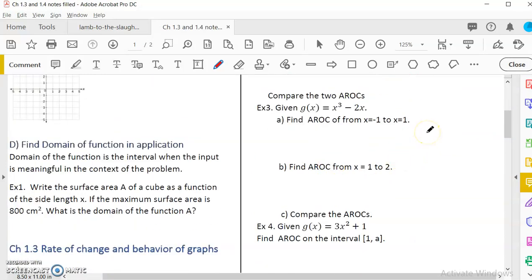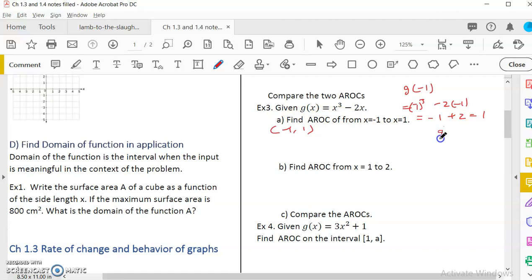So what about if my function is actually a function value? So they would say, what is AROC from -1 to 1? So -1, we have to plug in -1, right? So do it here. G of -1 is equal to -1 cubed minus 2 times -1, so that is -1 plus 2, which is 1. So we have a point of -1, 1.